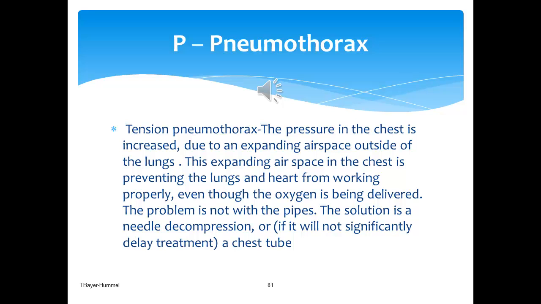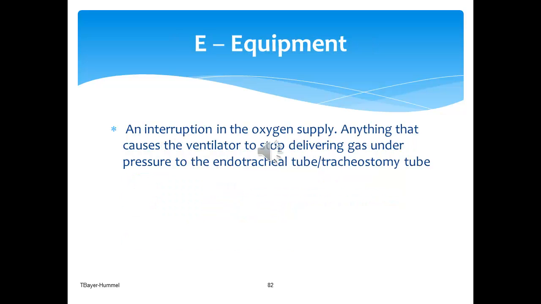This expanding airspace in the chest is preventing the lungs and heart from working properly, even though the oxygen is being delivered. The problem is not with the pipes. The solution is a needle decompression, or if it will not significantly delay treatment, a chest tube. E stands for equipment, an interruption in the oxygen supply. Anything that causes the ventilator to stop delivering gas under pressure to the endotracheal tube or tracheostomy tube.